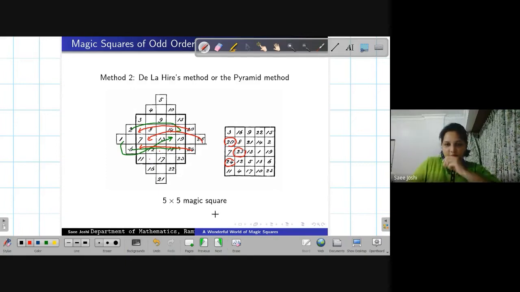Okay, so this is the pyramid method. It is easier to understand than the CME's method, but CME's method I find more interesting.